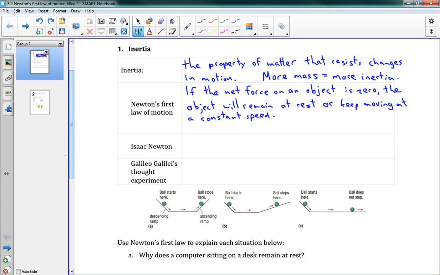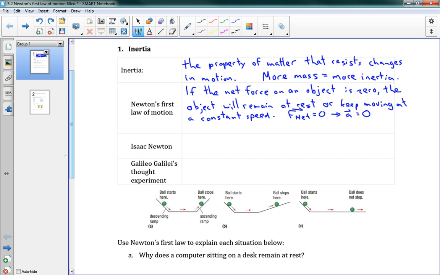So basically what we're saying is if the net force is equal to 0, then that means that our acceleration must equal 0. It's saying it needs to stay moving at the same speed or stay at rest if there's no net force. And this is a very, very useful law that does hold in a lot of situations.